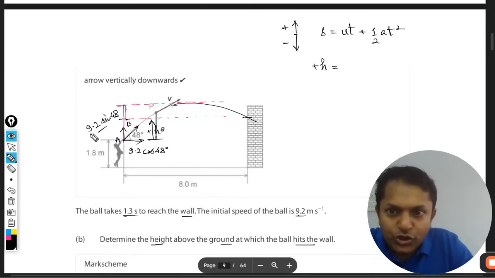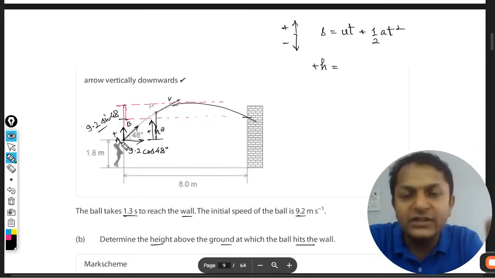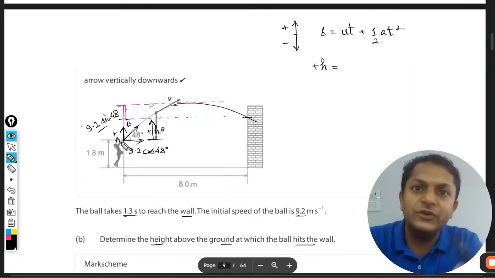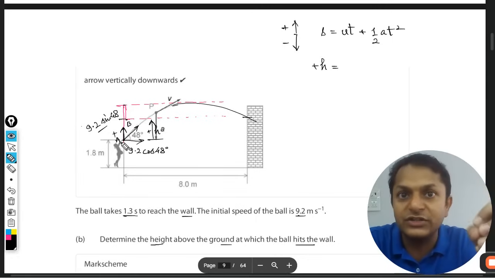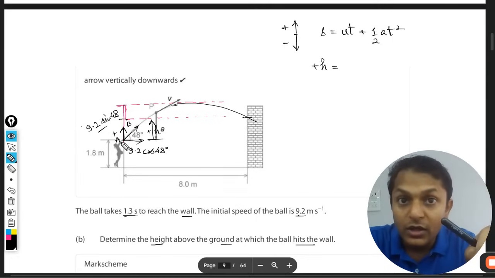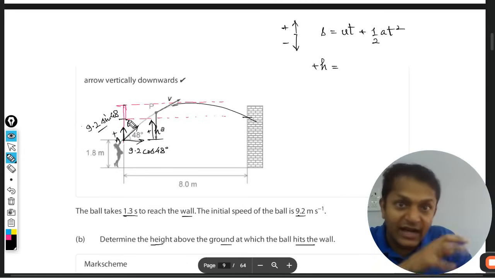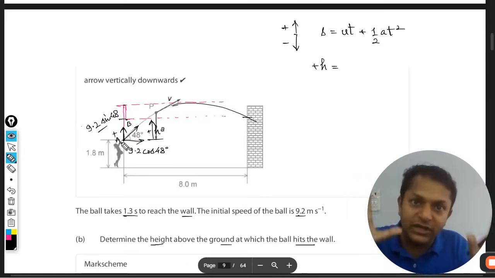What about the U? U will be taken as this. And initial velocity was in the upward direction. We are only concerned with the initial velocity's direction. We don't care about what is the velocity of the ball now. We don't care that at the point B, actually the ball is going downwards. We don't care about that.